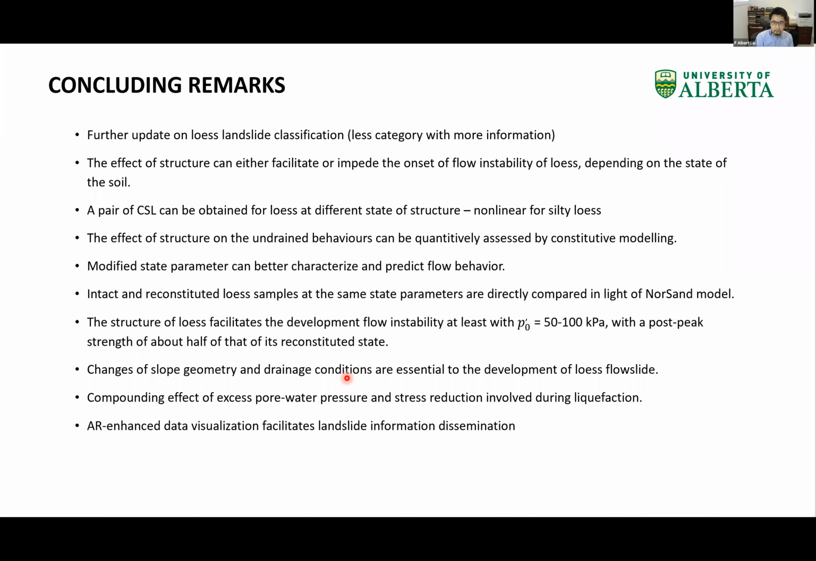We see a pair of critical state lines for silty loess and for clayey loess. From a constitutive understanding, the effect of structure can facilitate flow instability at low stress level, and we can use a modified state parameter to better characterize and predict the flow behavior. From the physical modeling point of view, we find that the change of slope geometry and drainage condition are essential to the development of flow slides in loess, and the compounding effect of excess pore-water pressure and confining stress reduction is key to flow liquefaction in, at least, the reconstituted loess in our model.